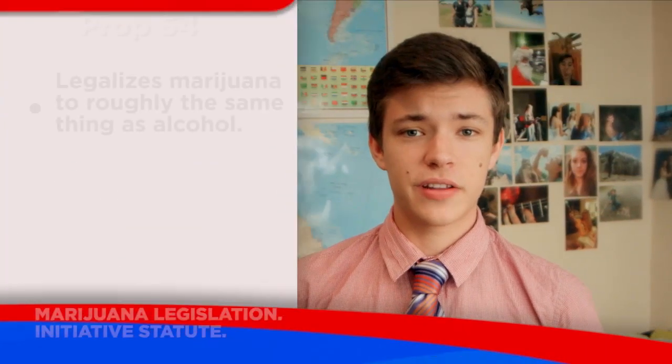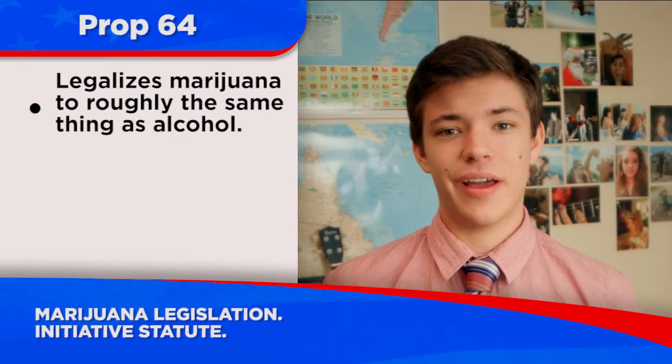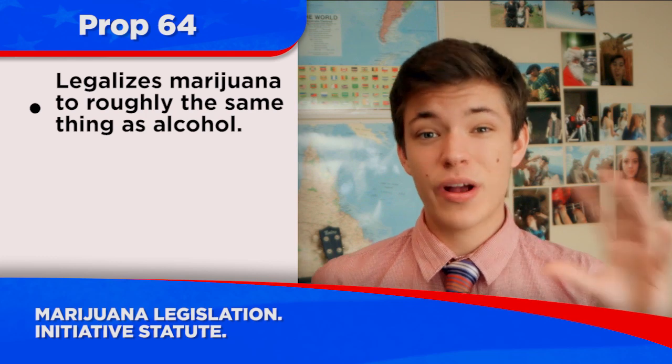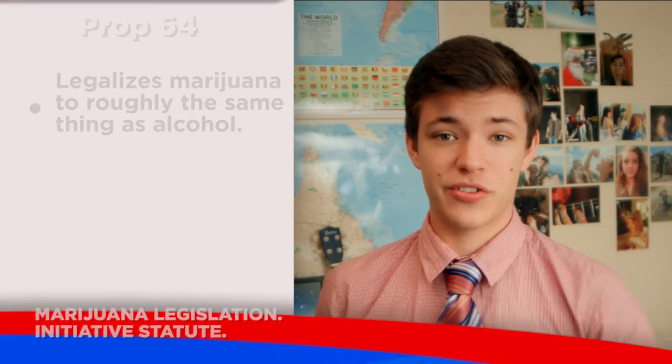Prop 64 effectively makes marijuana like alcohol and it'll allow it to be used recreationally if you're 21 years or older. Supporters say that marijuana is safer than alcohol and that we're going to be putting in systems in place that have already been proven to be effective in other states that have already legalized marijuana. They also claim that this is going to reduce drug traffic through the black market. Opponents say that this is going to increase driving under the influence related traffic accidents as well as increase drug flow in the black market.